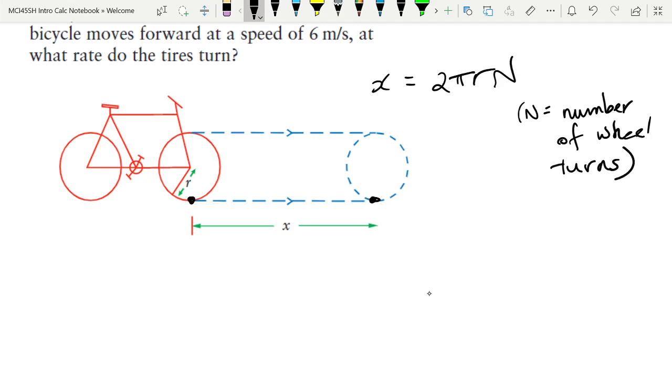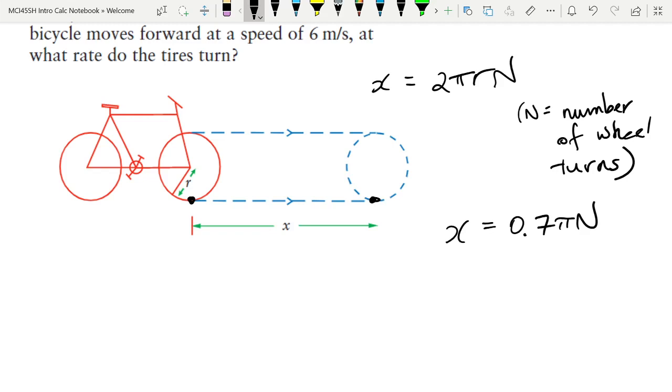Okay, with me so far? So 2 pi r n is really x, and since the radius of the tire is 35 centimeters, changing that to meters gives 0.35, so 0.35 times 2 is 0.7, so x is equal to 0.7 times pi times n. Everybody get how I've gotten that far?